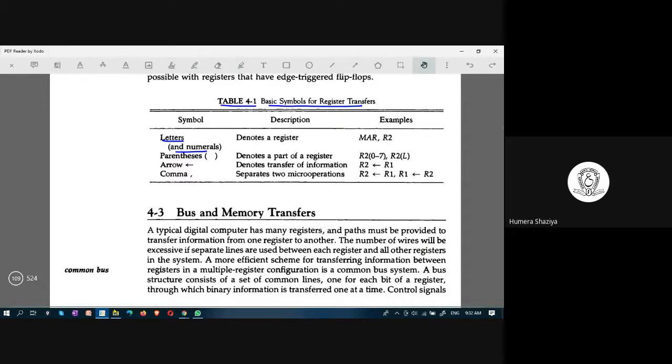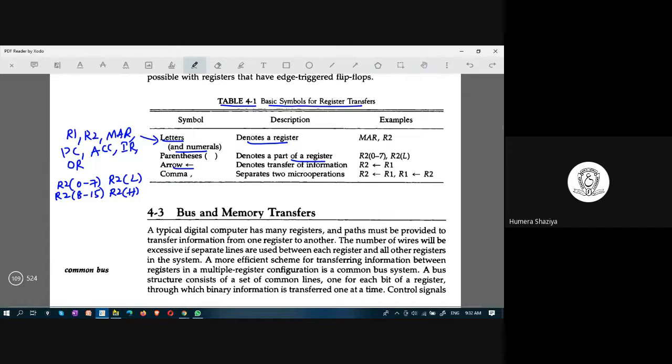All right, student. These denote a register: R1, R2, MAR (memory address register), program counter, accumulator, input register, output register. These are letters, or combinations of letters and numerals, denoting the register. Parenthesis denotes a part of a register. If we say R2 of 0 to 7, we are talking about the low order byte of R2. If I say R2 of 8 to 15, it is the high order byte. Or we can also say R2 of L, R2 of H. That is parenthesis. It denotes the part of a register.